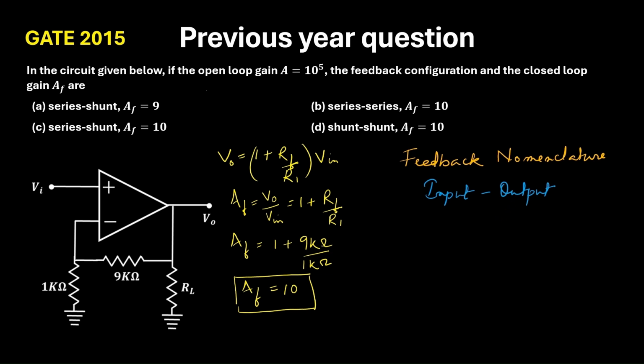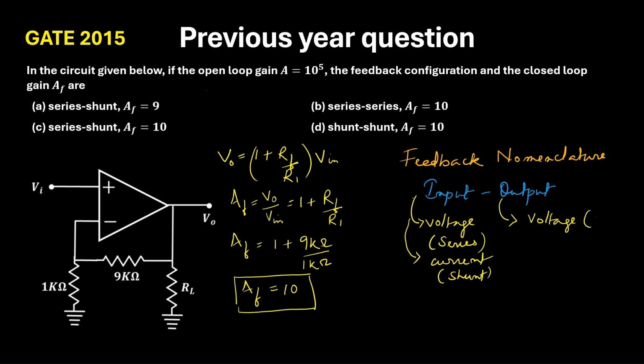Suppose if the input is a voltage, then it will be written as series. And suppose if the input is current, then it will be written as shunt. Similarly, for the output, if the output signal is voltage, then it will be written as shunt or parallel. And if the output signal is current, then it will be written as series.